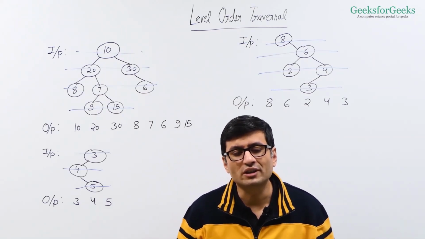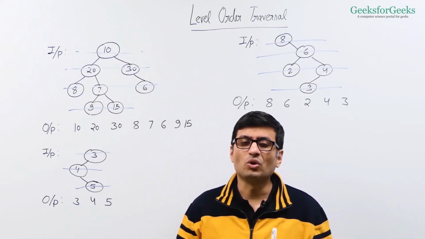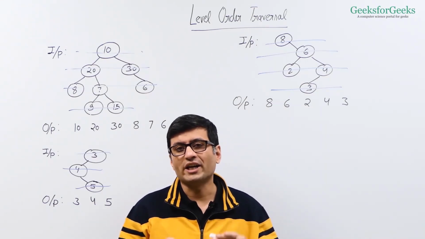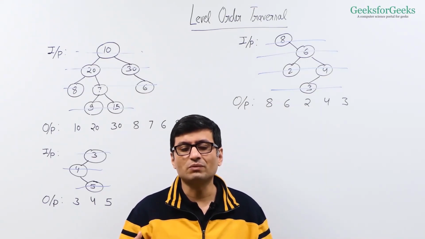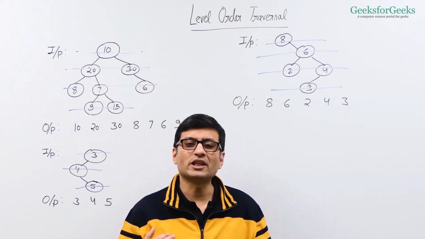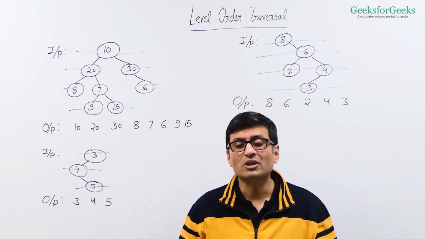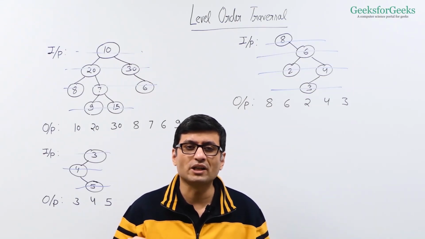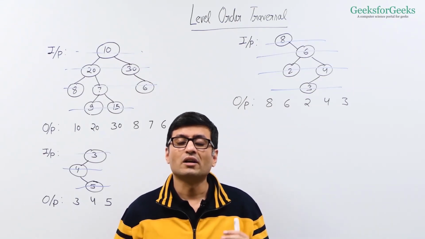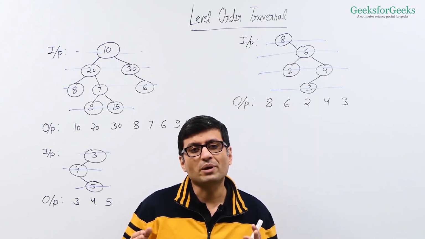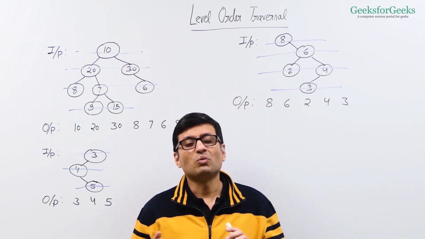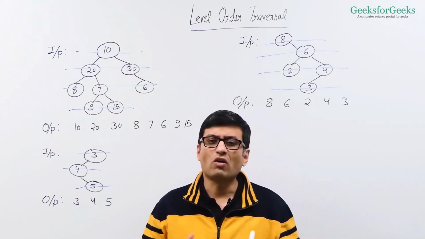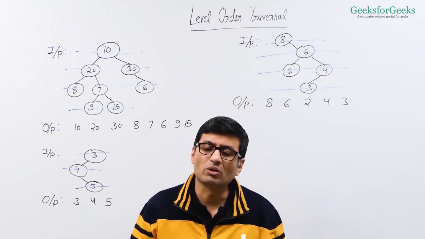But this solution is definitely inefficient. You will need big O of n time first to find the height. Then if the height is h, then you are going to run a loop which is theta h, and inside this loop you are going to call a function which is big O of n. So your time complexity is going to be n plus h into n, and your overall time complexity turns out to be big O of h into n. We can print level order traversal in big O of n time. Now how do we print level order traversal in big O of n time?